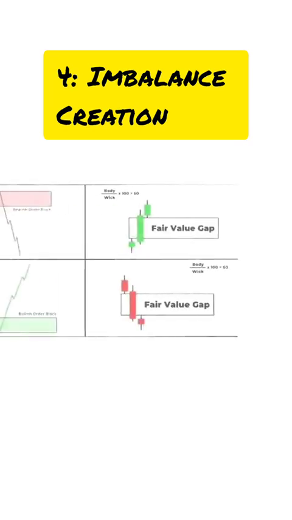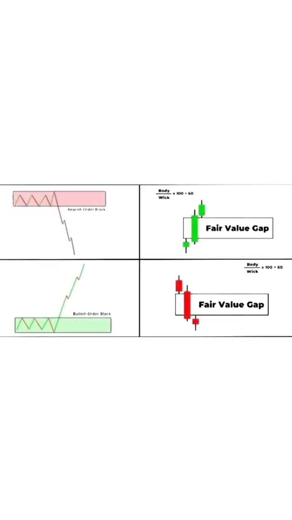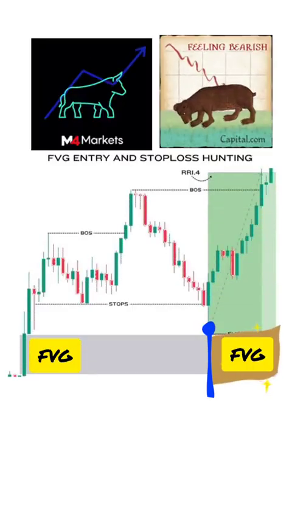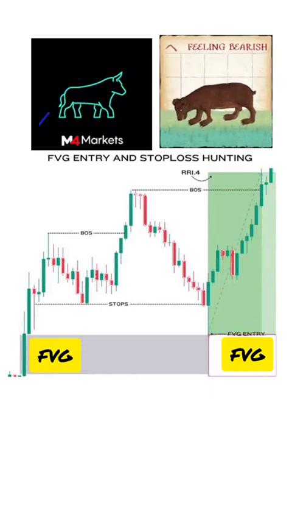Number 4, imbalance creation, FVG. Institutions leave a fair value gap, FVG, when price violently moves away from the zone. Once an FVG is created, price usually comes back to it. This is the entry point for institutions and smart traders.